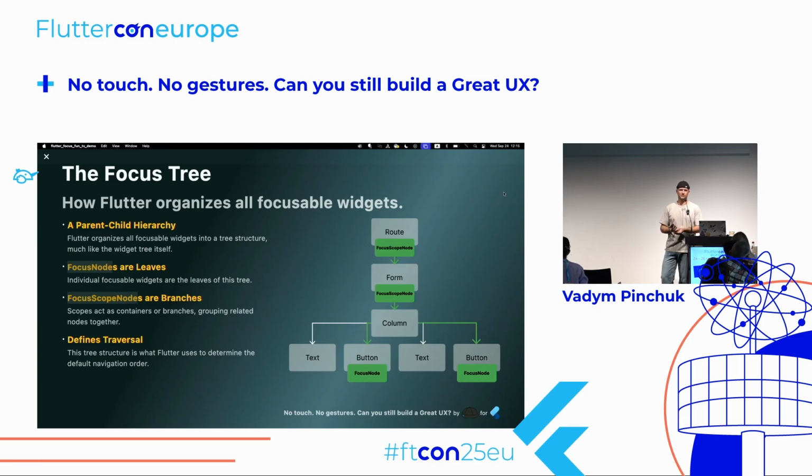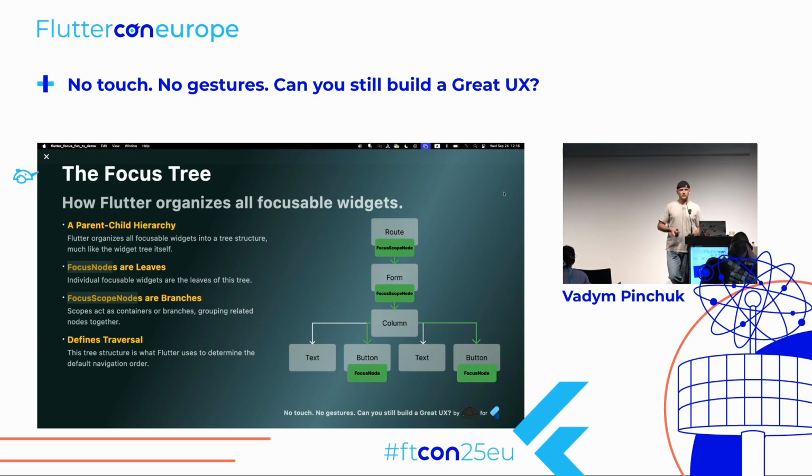Not all widgets are focusable, so we can kind of skip them. For example, text is not focusable until you wrap it with a focus, then it will have a focus node. Branches are focus scope nodes. They shouldn't really intercept and catch the focus, but they can get it and deliver it to the leaves. And leaves are focus nodes. For example, your text input field, your button, even an image if you wrap it in a focus widget. So that's how the focus system works.